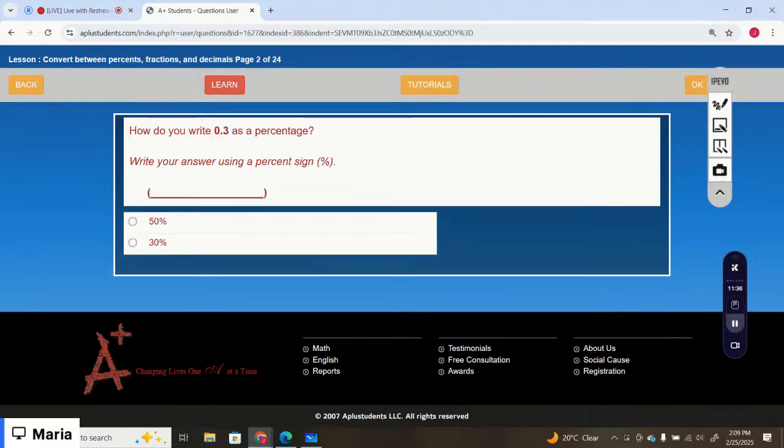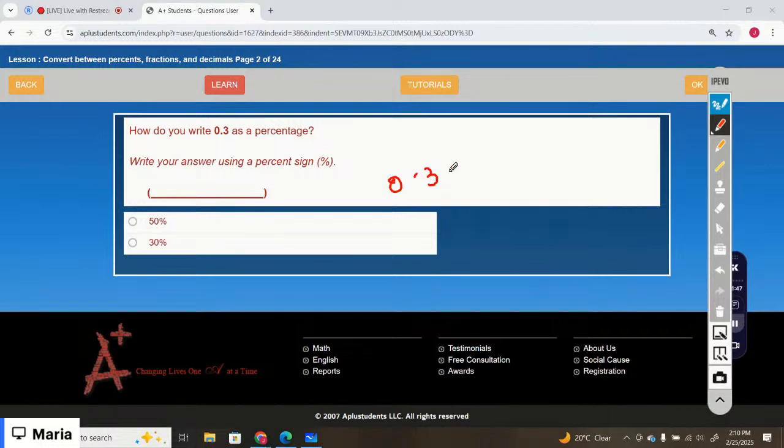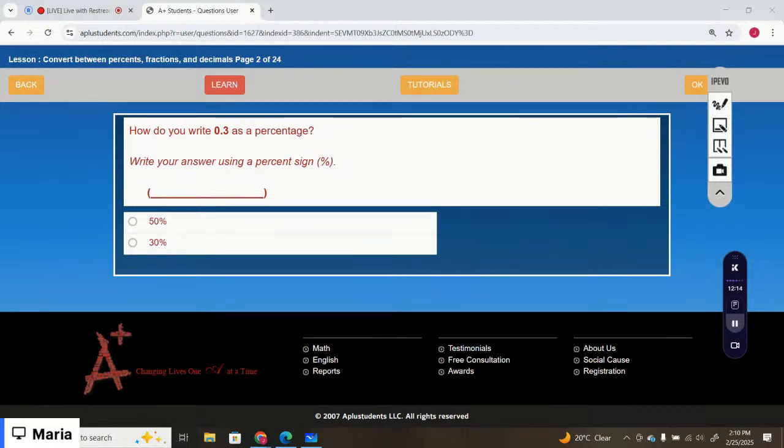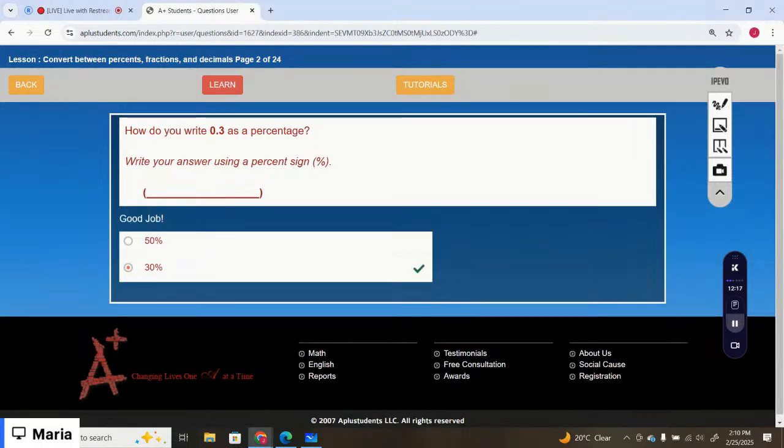How do you write 0.3 as a percentage? So you have to convert from decimal to percentage. So you have to do 0.3 times 100. So 0.3 times 100 is 30%. The correct option is 30%. Option number 2 is the correct option. That is 30%.